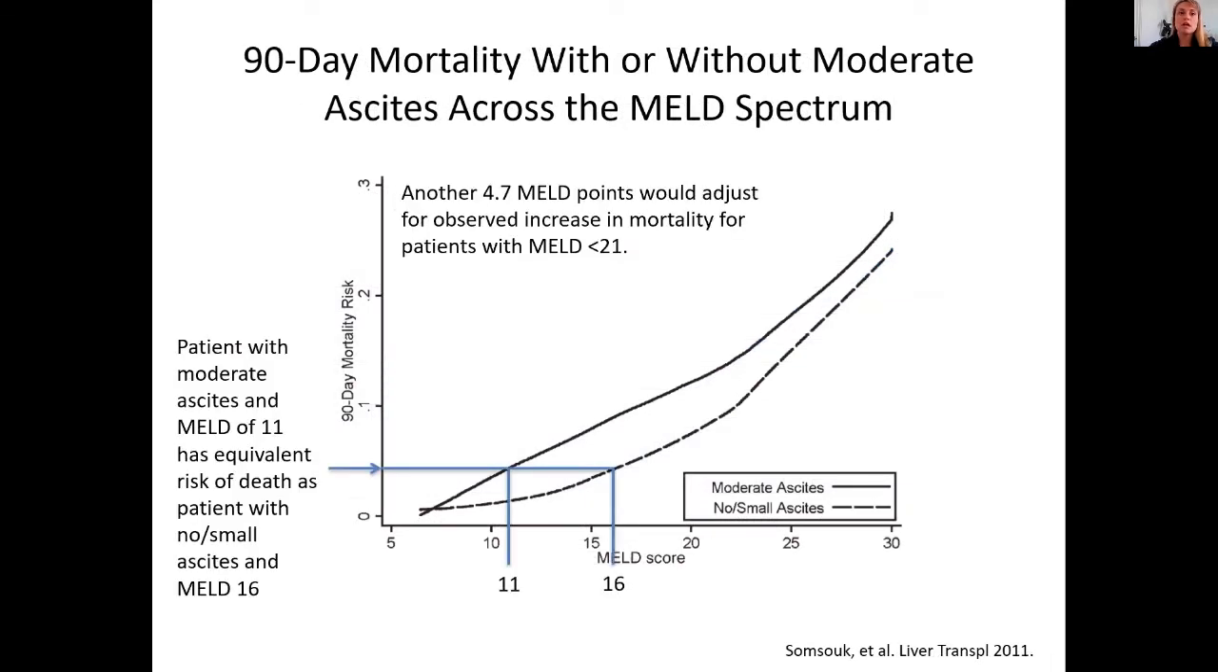One example is in cirrhotics with ascites or significant portal hypertension. For the same MELD score, 90-day mortality is higher in patients with moderate ascites as compared to no or small ascites. A patient with moderate ascites and a MELD of 11 has equivalent risk of death as a patient with no or small ascites and a MELD of 16. You can essentially add 4 to 5 points for these patients.